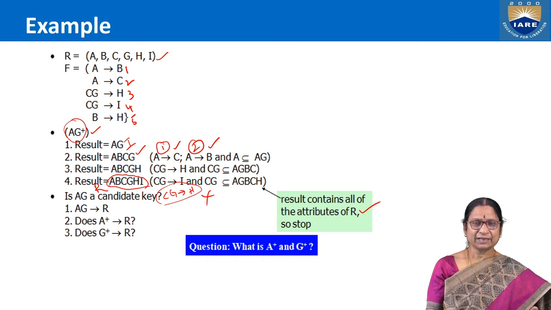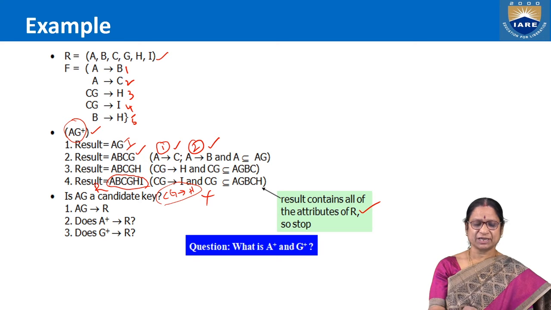So why are we considering this? AG determines R because AG has attribute closure ABCGHI, that is R itself. Attribute closure means all determines, no? So that's why AG determines all attributes, and that's why AG is a candidate key.